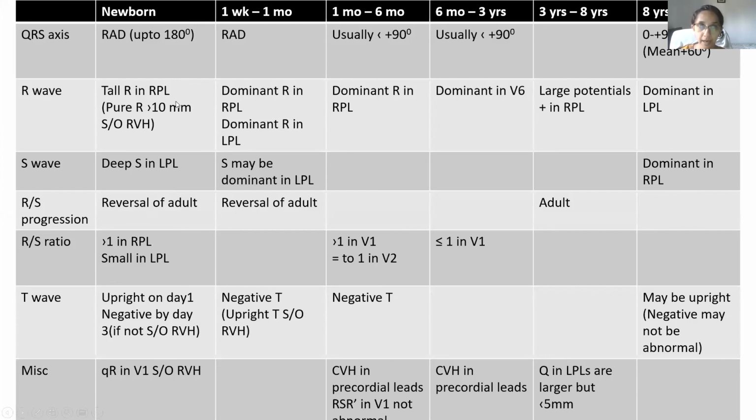Slowly this right precordial lead dominance of R will become lesser and lesser, and it will become dominant in the left precordial leads. In contrast to that, the S waves behave differently. Here we have deep S waves in V5, V6, whereas as we go to an adult, there are deep S waves in right precordial leads. And hence we have an RS progression, which in an infant is reversed compared to adults. The RS ratio is more than 1 in right precordial leads and here it's less than 1 in left precordial leads.